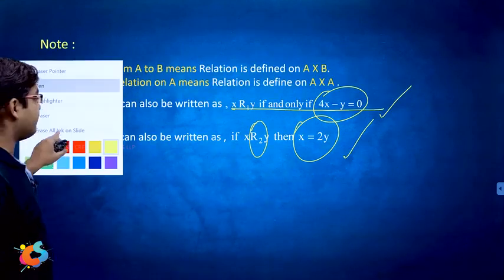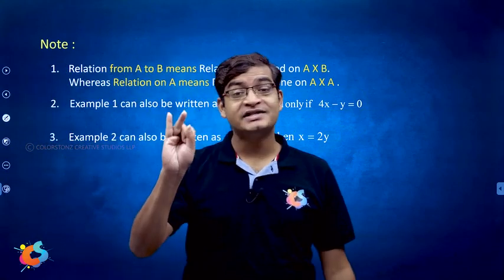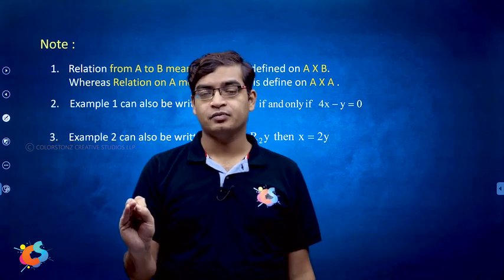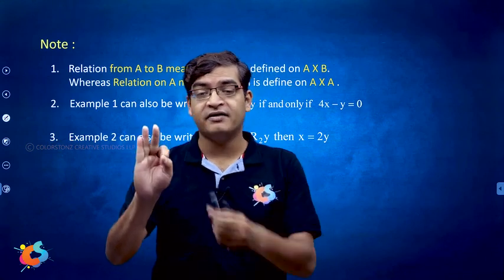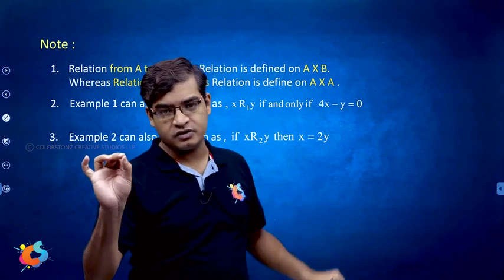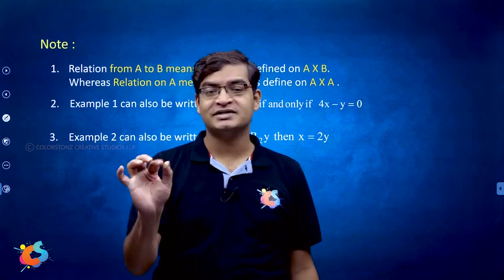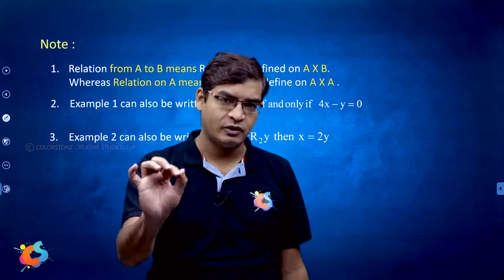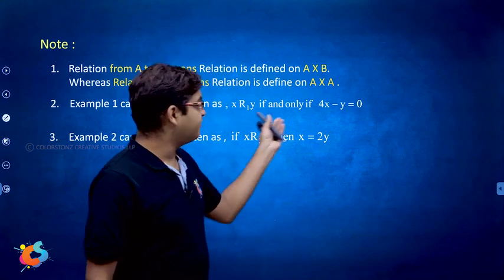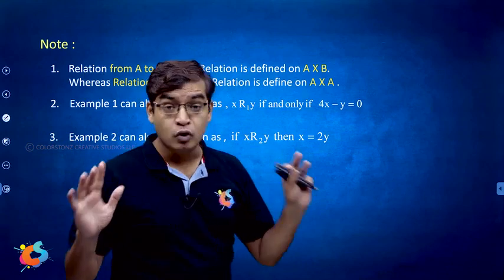So we have understood what a relation is, right? How is a relation a subset of the Cartesian product? What is the meaning of a relation defined from A to B? It means the relation is a subset of A cross B. Next, what is the meaning of a relation defined on A? It means our relation is a subset of A cross A. Next, these are different ways of writing a relation. So this much is more than sufficient.